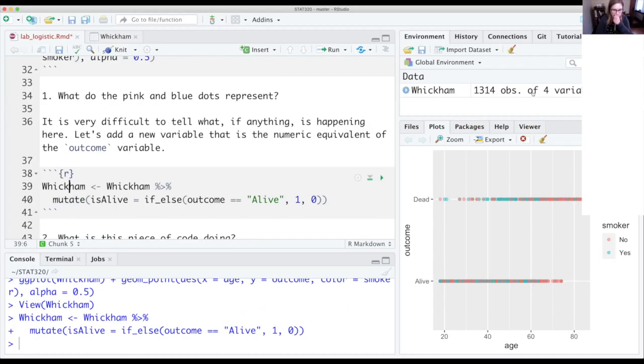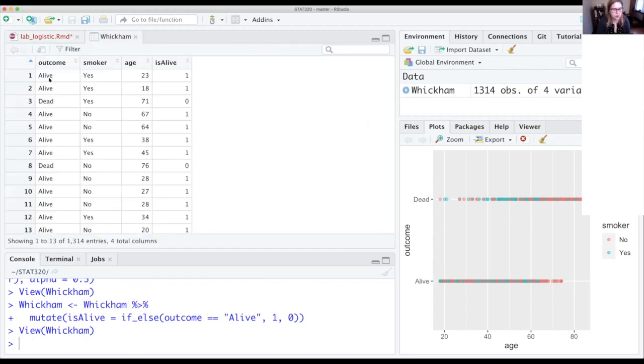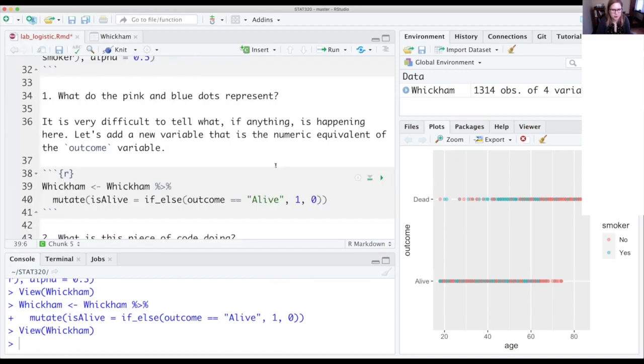Now I've got 4 variables in my data set, and I could go click on it, and now I've got is alive, 1 if they're alive, 0 if they are dead. Any questions about that?